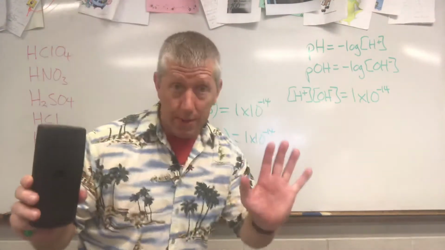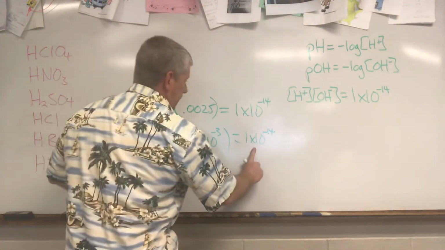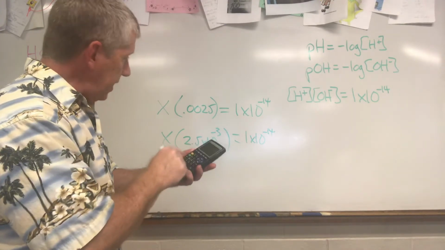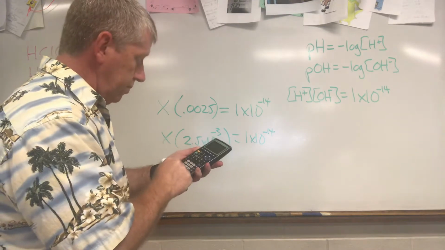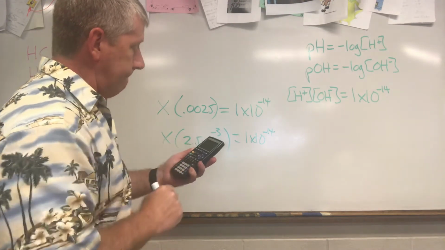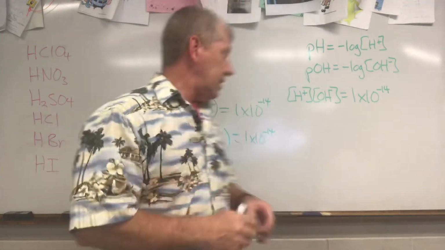This one, actually, we don't need a log button on this one. Divide 1, second function, exponent, negative 14. Divide 2.5, second function, exponent, negative 3. Enter. Boom. 4 times 10 to the negative 12th.